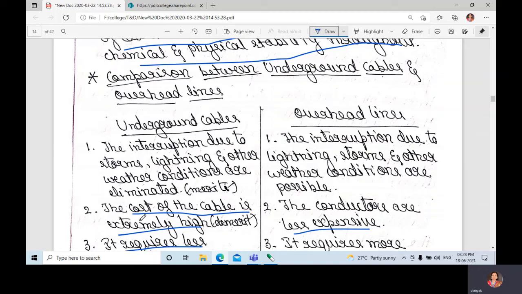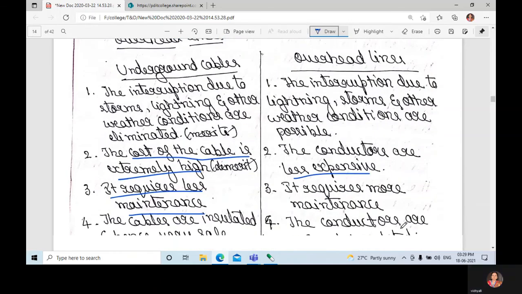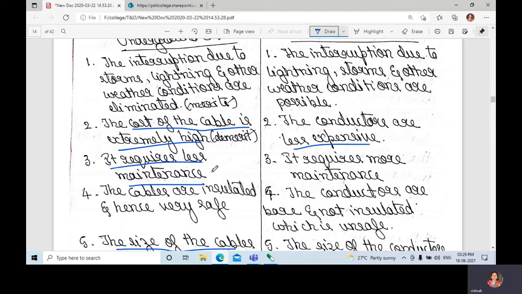The cost of the cable is extremely high, because in underground cables the insulation thickness increases, and the size of the diameter also increases. So for transportation and insulation the cost becomes high. But in overhead lines, because air acts as an insulating medium, the diameter of the conductor is reduced. So transportation and laying, that is the construction of conductors to the poles, is less expensive. Underground cables require less maintenance.